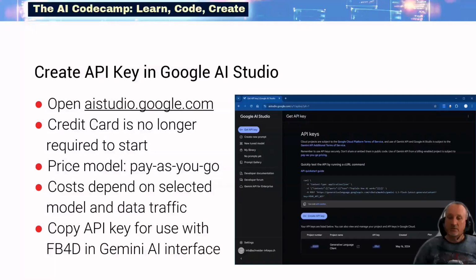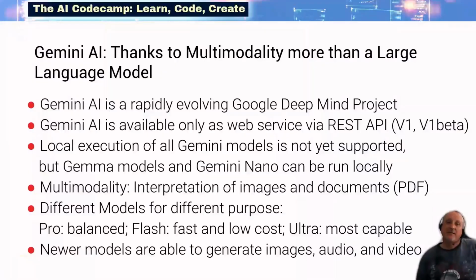First, you create your own API key and you copy it for use with FB4D in the section Gemini AI interfaces. Gemini AI is, thanks to multimodality, more than a large language model. Gemini AI is a rapidly evolving Google DeepMind project, and it's available only as a web service via REST API. There are two interface versions, the stable version 1 and the newer version 1 beta.